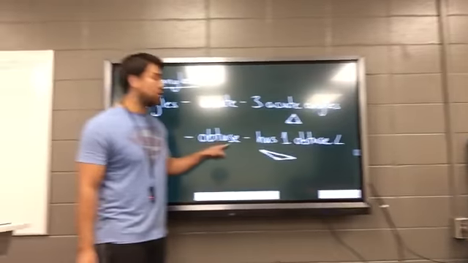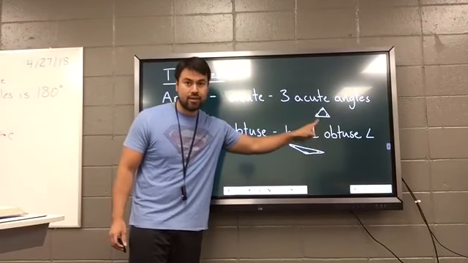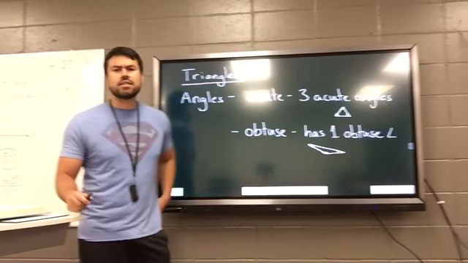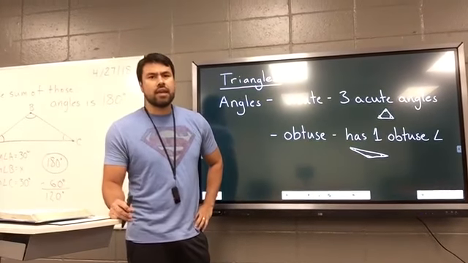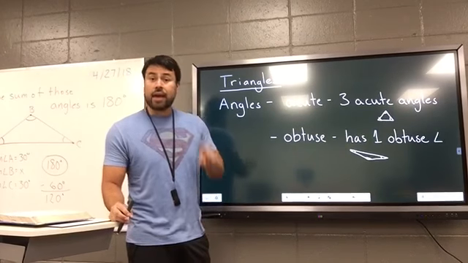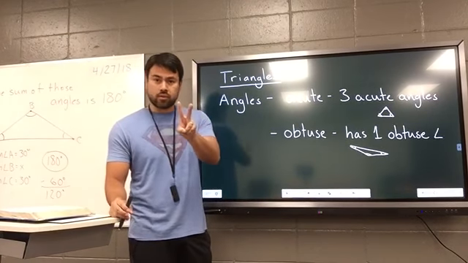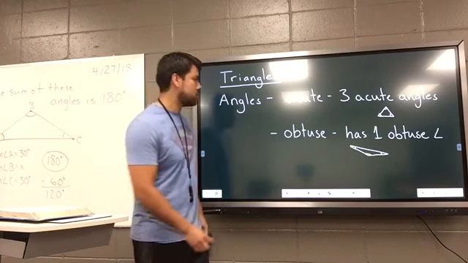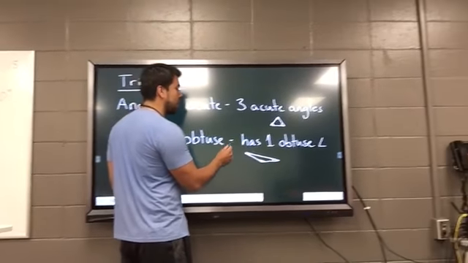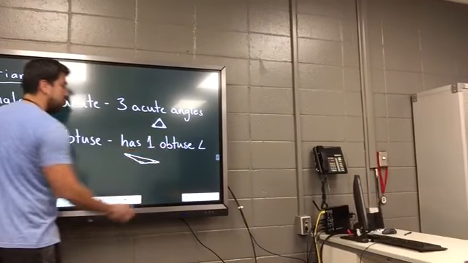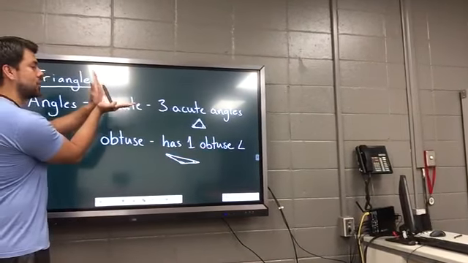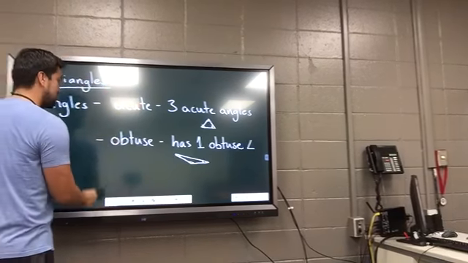So an obtuse triangle has to have one obtuse angle. And I'm going to ask this question when I come back on Monday: can a triangle have 2 obtuse angles? So an obtuse triangle has 1 obtuse angle, so one of the angles has to be greater than 90 degrees. Okay, that's an obtuse.